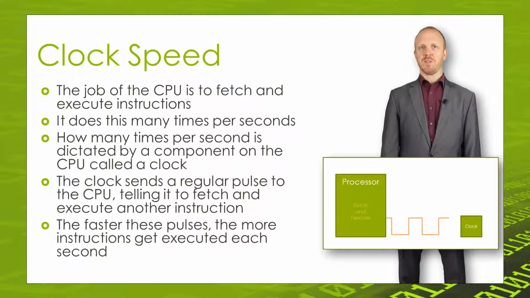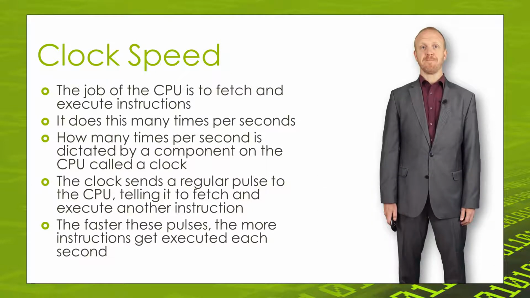Every time the CPU receives this pulse, it fetches the next instruction. So if we use slow pulses, it fetches and executes at the same speed as the clock. If we speed that up, it fetches and executes quicker. More instructions are fetched and executed in the same amount of time, therefore the computer is faster.